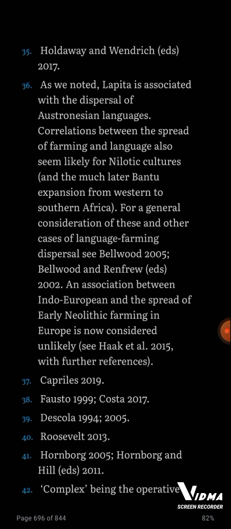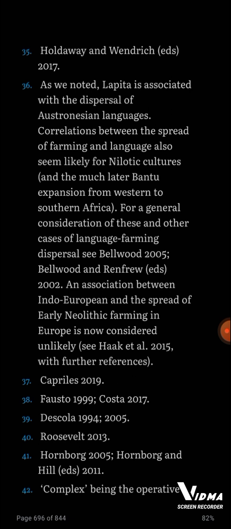Correlations between the spread of farming and language also seem likely for Nilotic cultures, and for the much later Bantu expansion from western to southern Africa. For a general consideration of this and other cases of language and farming dispersal, see Bellwood 2005, Bellwood and Renfrew, eds. 2002. An association between Indo-European and the spread of early Neolithic farming in Europe is now considered unlikely. See Haak et al. 2015 with further references.